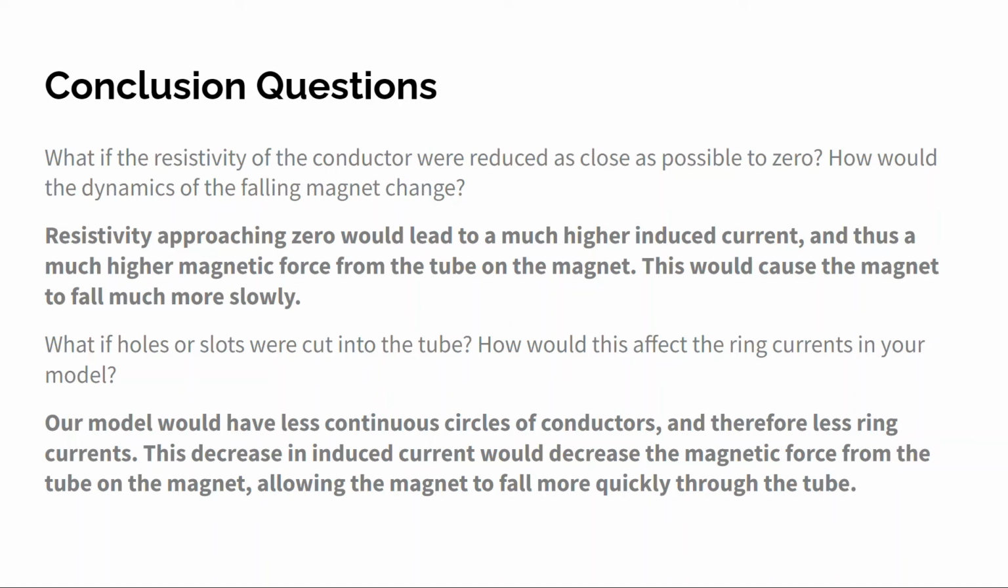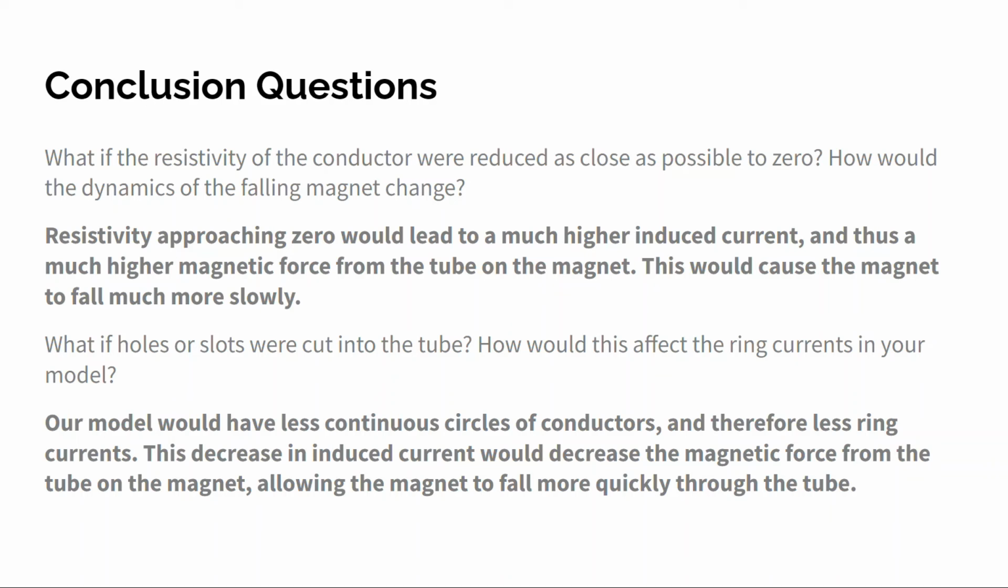First, what if the resistivity of the conductor was reduced to as close as possible to 0? How would the dynamics of the falling magnet change? Looking at our Ohm's law equation, if resistivity was close to 0, then we would see that the induced current would be very, very high, and as this current controls the magnetic force from the tube onto the magnet, it would have a much greater upwards force and would travel much more slowly down to the ground.